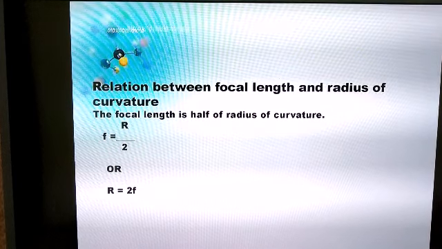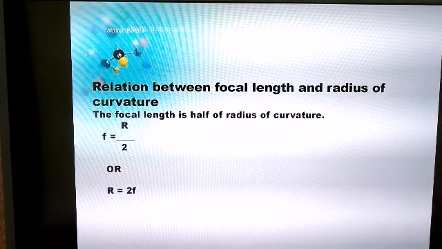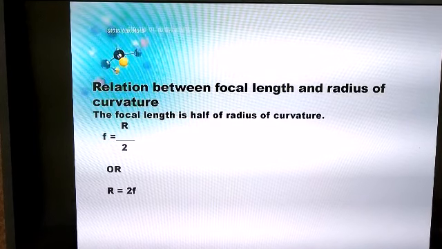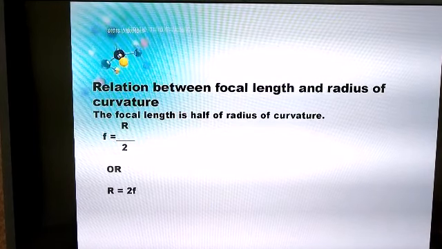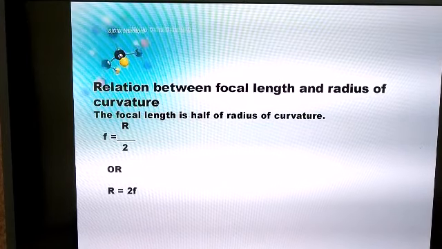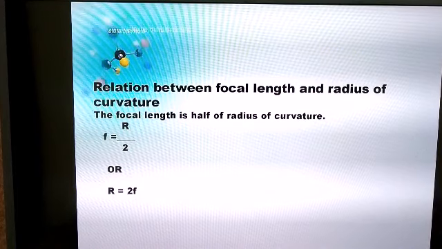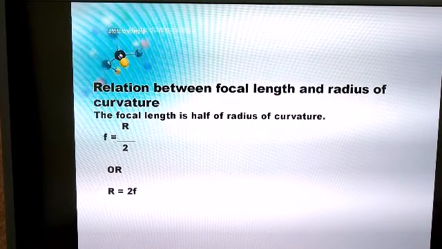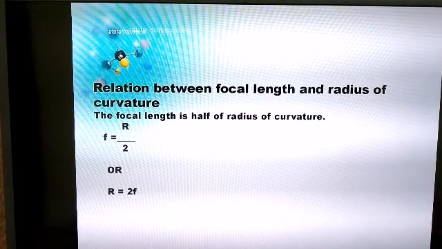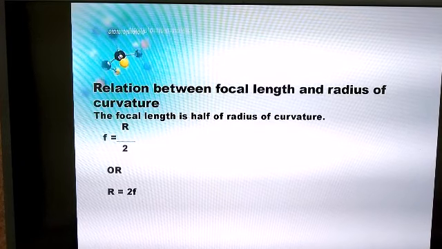Relation between focal length and radius of curvature. Focal length is always half of the radius of curvature, or the radius of curvature is double the focal length. So if f is the focal length of the spherical mirror, then focal length small f is equal to half of the radius of curvature, that is R upon 2. So you can see the formula f = R/2. Or you can take it vice versa: the radius of curvature is double the focal length, so R = 2f.